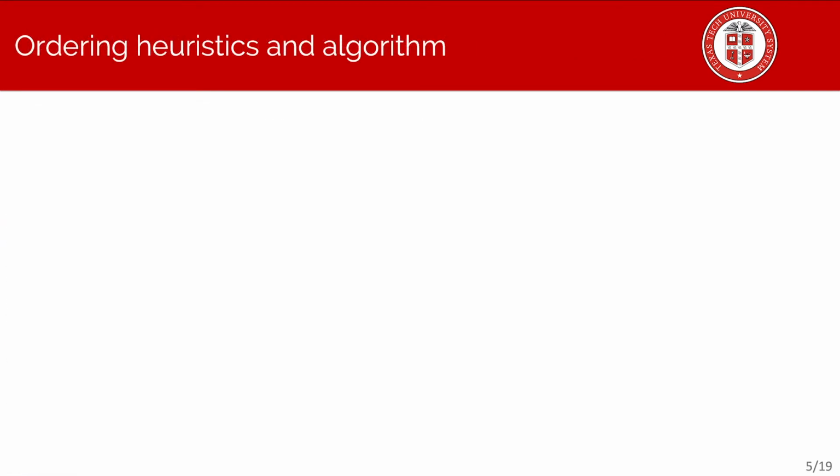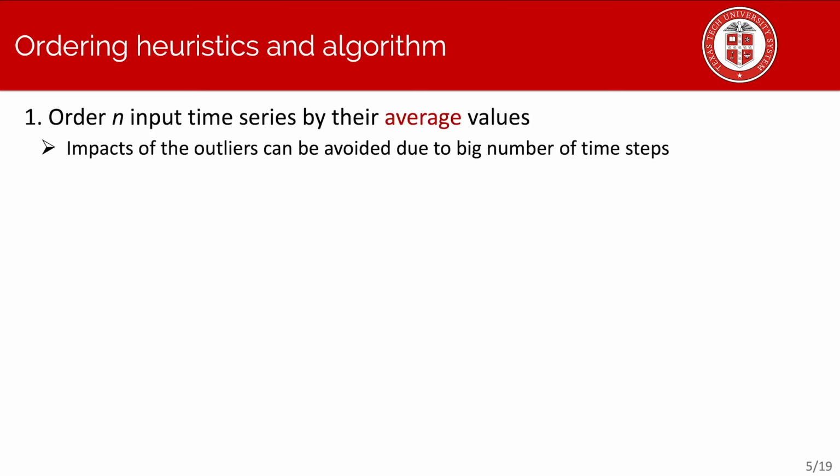As the order of the items is important, but ordering items to find the best one is an NP-hard problem, we offer a heuristic to reduce the complexity. The algorithm starts by ordering the n input time series by their average value. We can use different types of values for the ordering, such as the median. However, we selected the average because it helps to avoid the impact of outliers in a large time series.